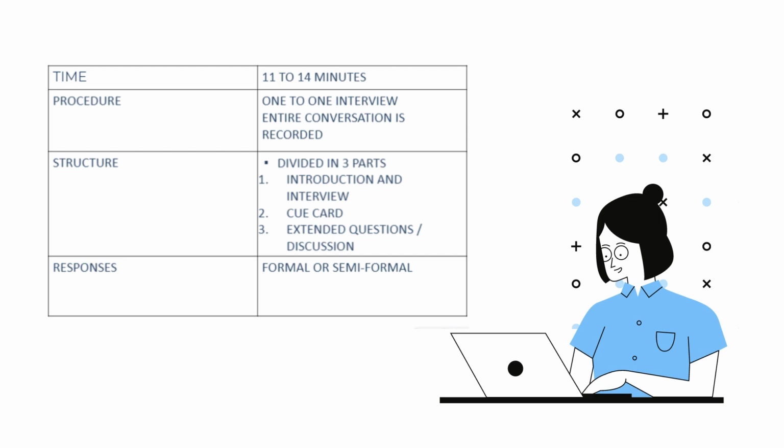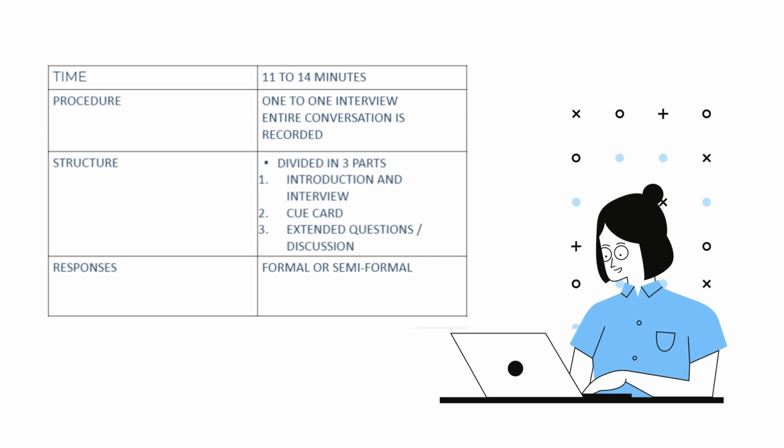And lastly, in part 3, you will be asked general questions based on the cue card topic. It will be like a discussion, but in this discussion, you will be the one who talks more. And remember that examiner has no script of questions that he asks in this part. The questions will be based on your responses. In this part, if you go off topic, examiner will bring you back on the topic.